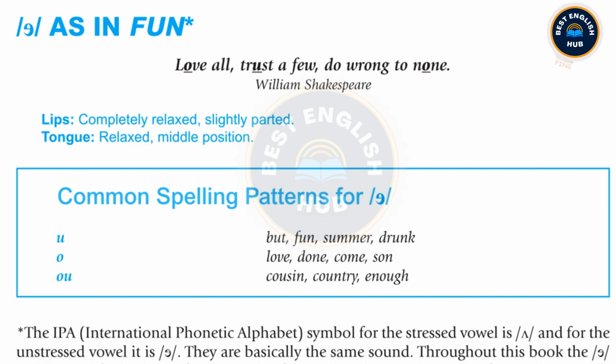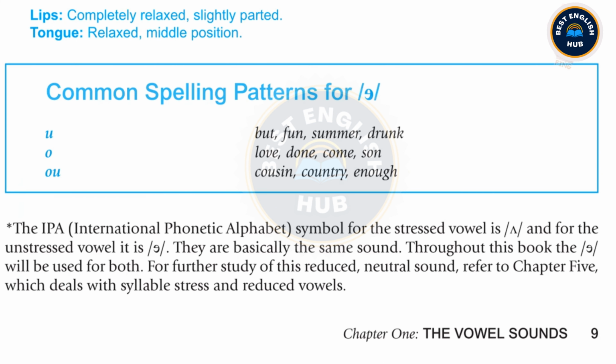As in fun. For the sound, the lips are completely relaxed and just slightly parted. The tongue is also very relaxed and in the middle position. The common spelling patterns for this sound are the letter U, as in but, fun, summer, drunk. The letter O, as in love, done, come, sun. The letters OU, as in cousin, country, and enough.